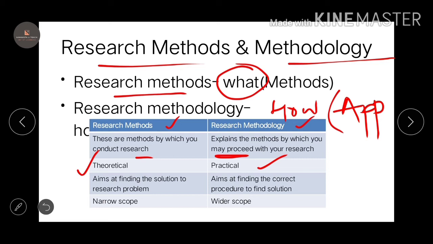Aims at finding the solution to the research problem. See, in any research, you're going to find a solution. This is research method. Whereas in methodology, it is the procedure. The correct procedure to find out the solution is more important. The research method is a narrow scope, whereas the research methodology is on the wider scope. Okay, these are the differences. Method is a method that we are following. Methodology is a process that we are following in order to understand, to draw a conclusion. So it is a procedure that we are following is the methodology.